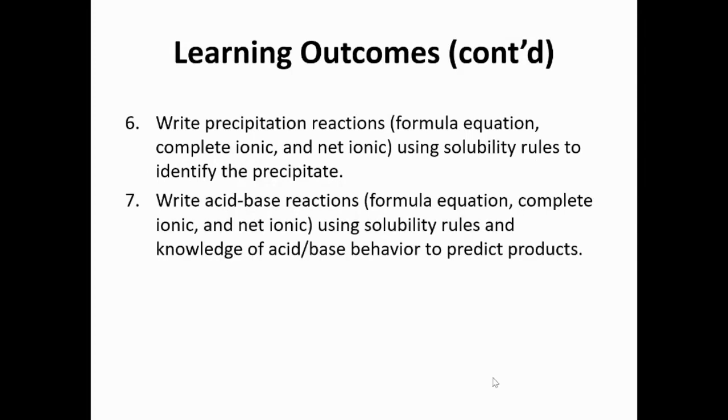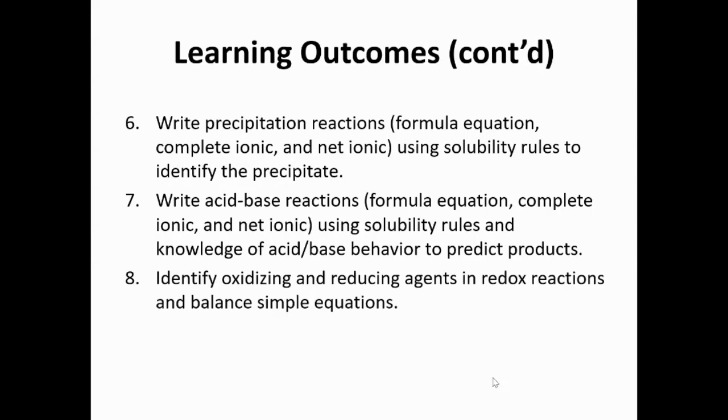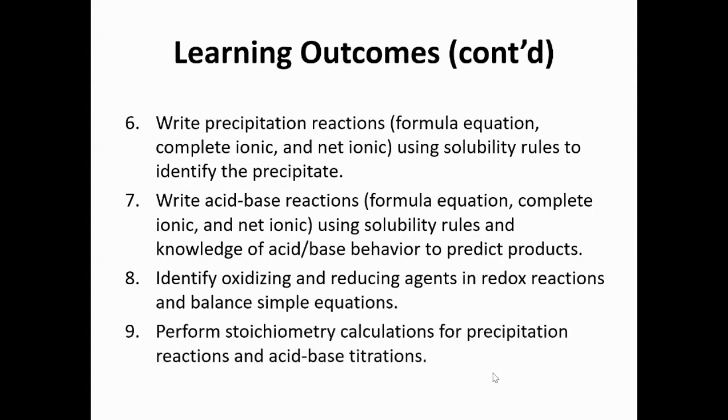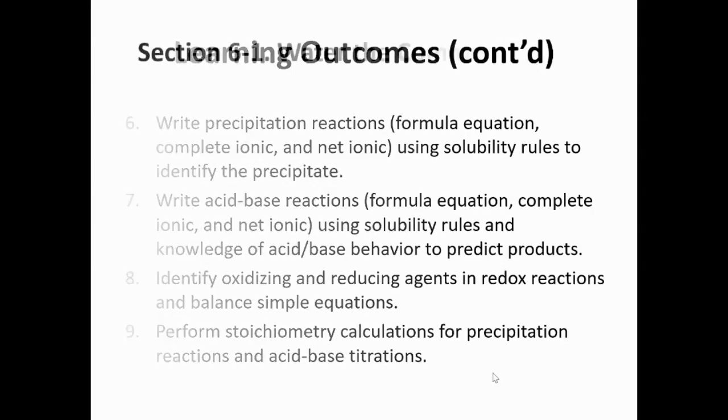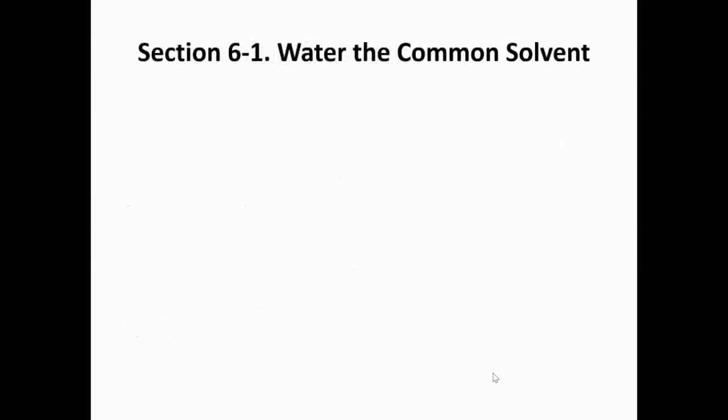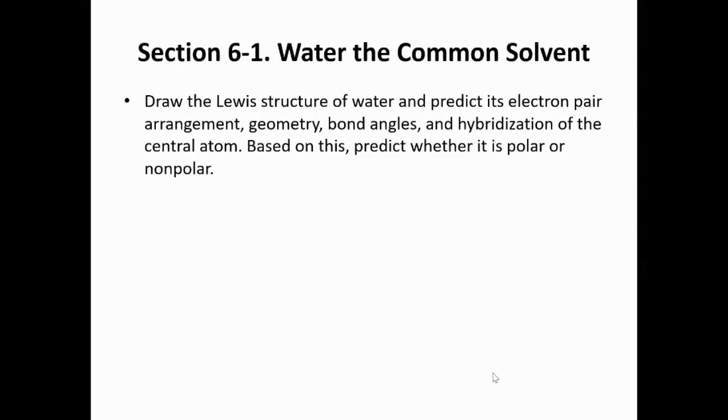We'll look at acid-base reactions. We'll use the solubility rules and the knowledge of acid-base behavior to predict the products of these reactions. We'll talk about oxidation reduction reactions, and we'll balance very simple reactions. And we'll perform stoichiometry calculations for precipitation reactions, as well as acid-base reactions. So we have a lot to cover in this chapter. Let's get started. I want to start with water.